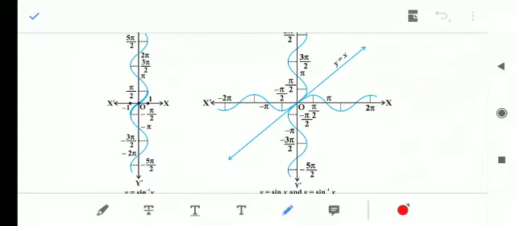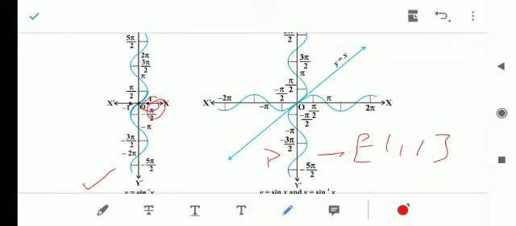You can see this function is y equal to sine inverse x. What is the domain? The domain of x is taken from minus 1 to plus 1. So the domain of sine inverse x is minus 1 to 1.